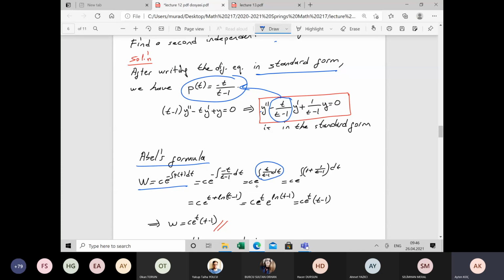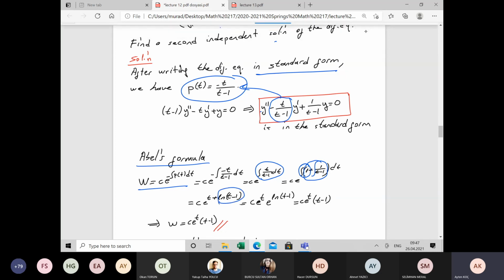How to compute the separate parts? It's okay. This one, rewrite as 1 plus 1 over t minus 1. So this one is the integral, and the 1 gives t, and the integral of 1 over t minus 1 is ln of t minus 1.